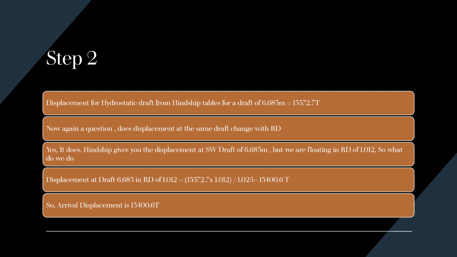Does displacement at the same draft change with relative density? Yes, of course, right? We already said that the items with units in meters are the ones that do not change. Everything else like displacement or TPC or MCTC, that changes with relative density. And the tables given in Hindship are for salt water. So how do we find out the displacement for a draft of 6.685 meters in relative density of 1.012?